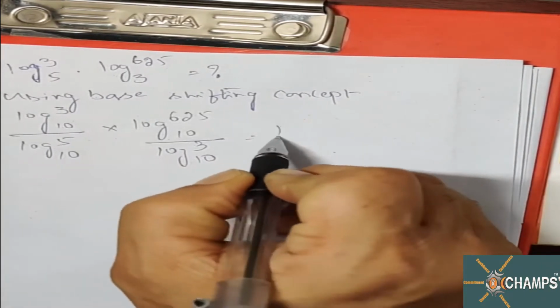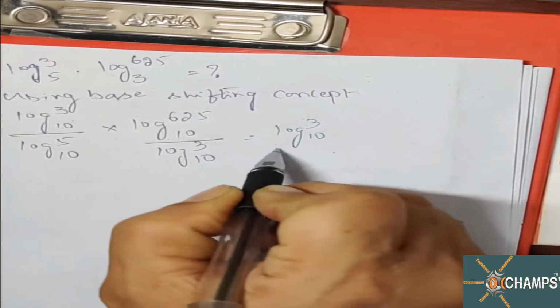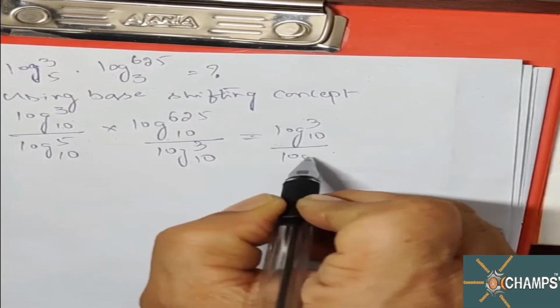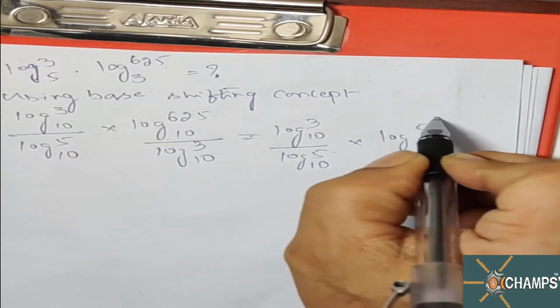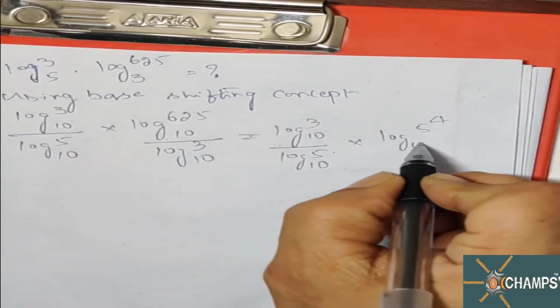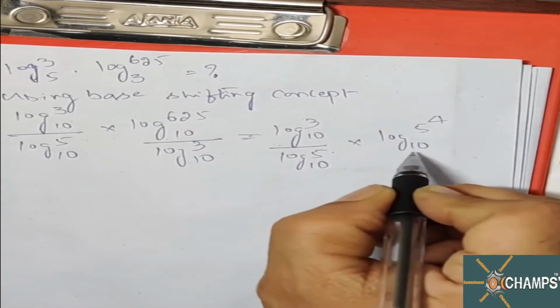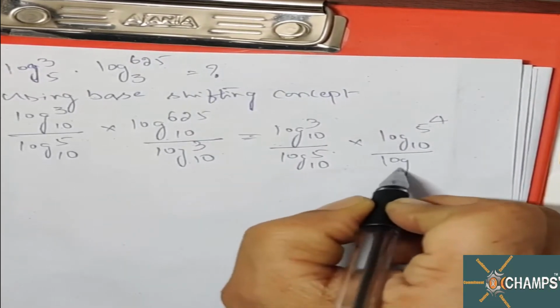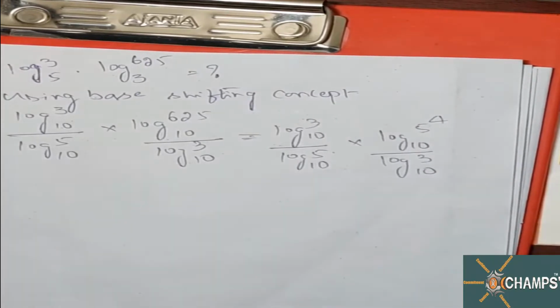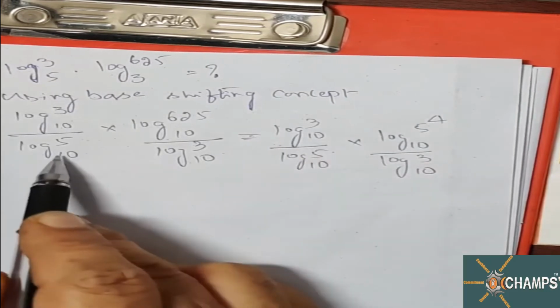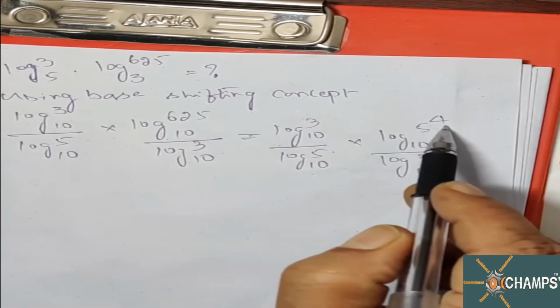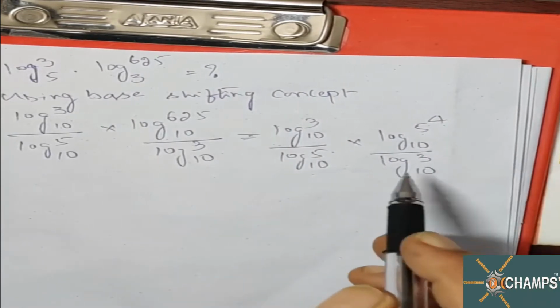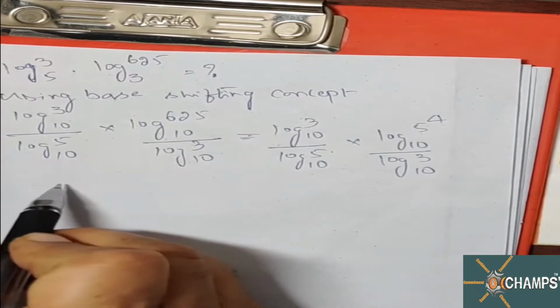Now this is log 3 to the base 10 divided by log 5 to the base 10. 625 can be written as 5 to the power 4, so log 5 to the power of 4 to the base 10 divided by log 3 to the base 10.